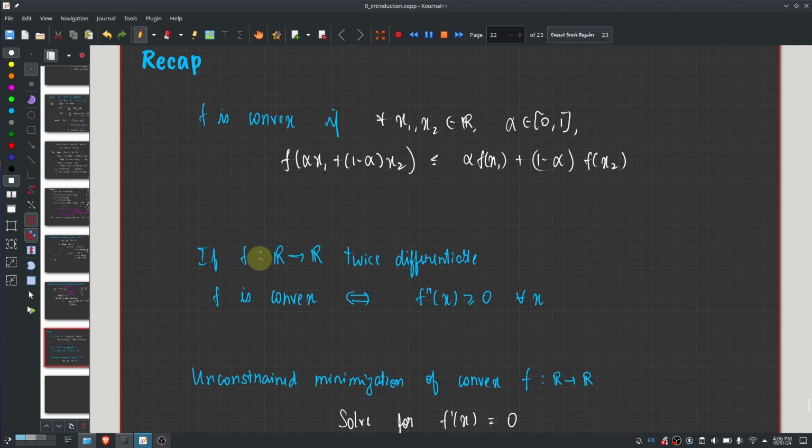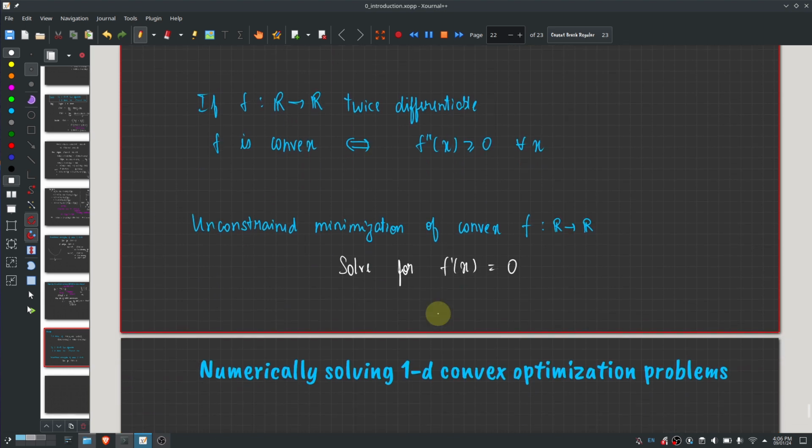And we saw that if the function is twice differentiable, then there's a nice way of testing for convexity. Essentially, convexity is equivalent to saying that the second derivative of f of x at every point is always greater than or equal to 0. Right? So in other words, the slope of the curve keeps increasing. And we saw that suppose we wanted to do unconstrained minimization of a convex function, then that essentially corresponds to solving for the point where the first derivative or the slope is equal to 0.